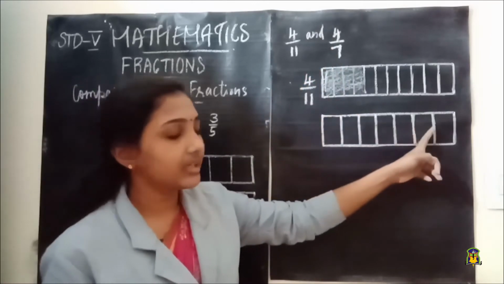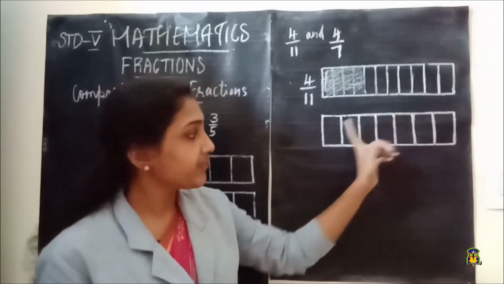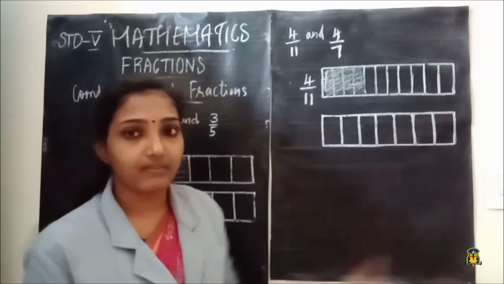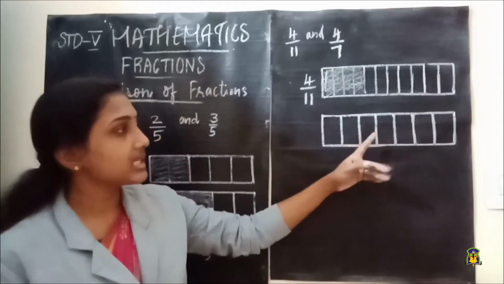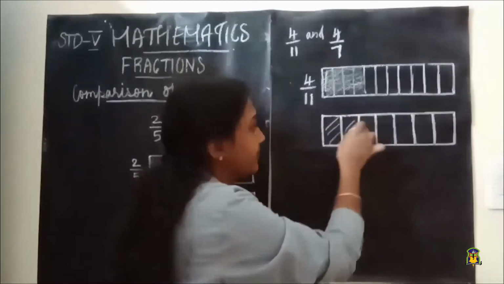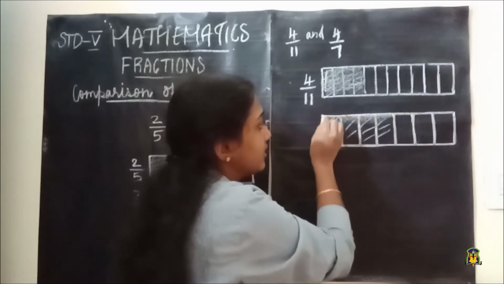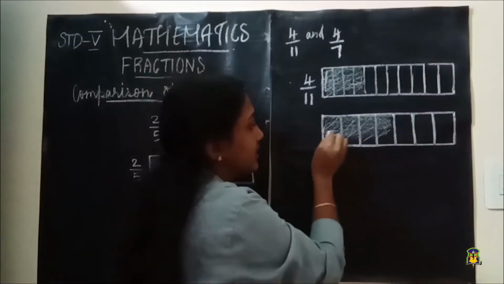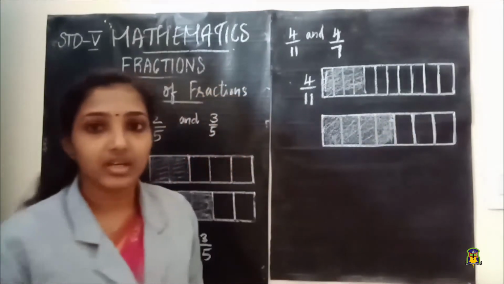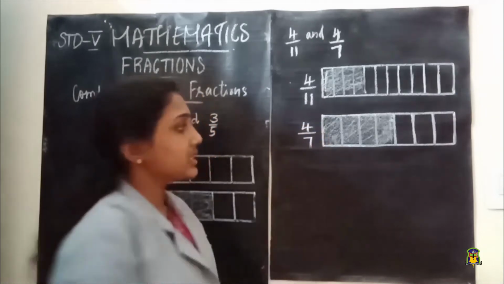This one is divided into 7 parts. Both the rectangles are of the same length, and this one has been divided into 7 parts. From those 7 parts I am taking 4 parts: 1, 2, 3, 4. I am taking these 4 parts. Look here, from here itself you can see which one is greater.